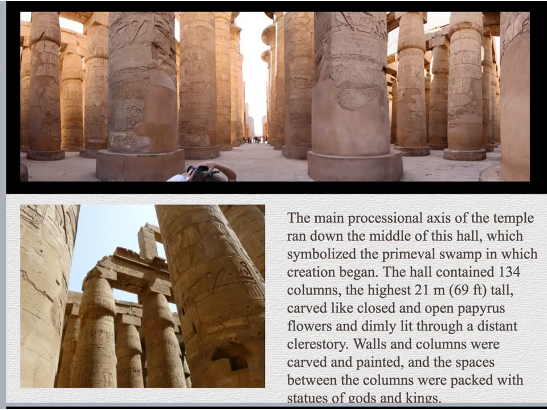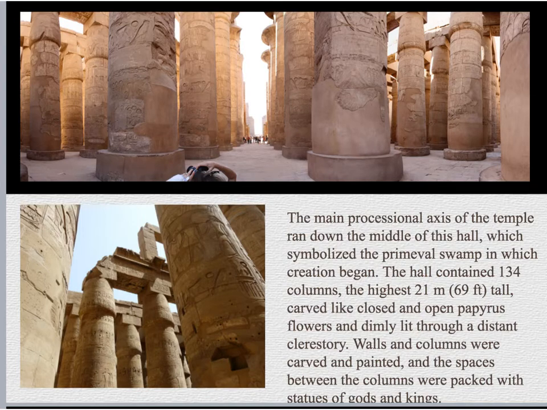So through this clerestory right down the middle was the main axis of the temple. So again, this is an axial plan. And it's supposed to symbolize the swamp or the womb from which the earth began. And again, the capitals of the columns were shaped like papyrus or lotus flowers.